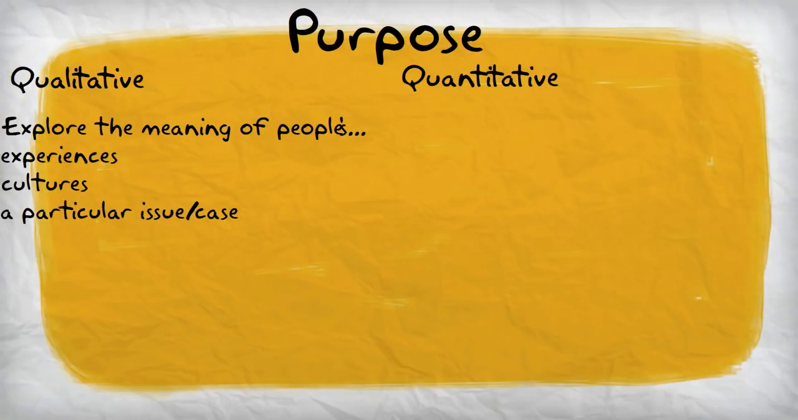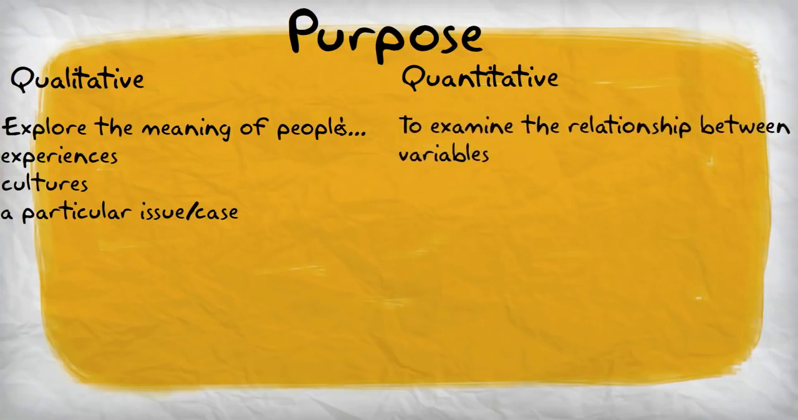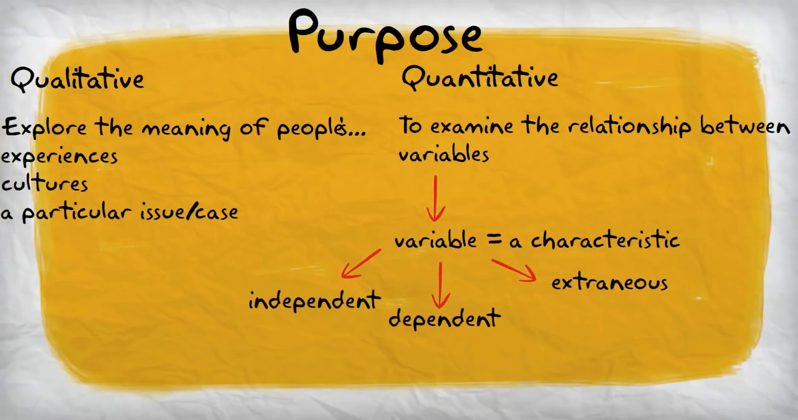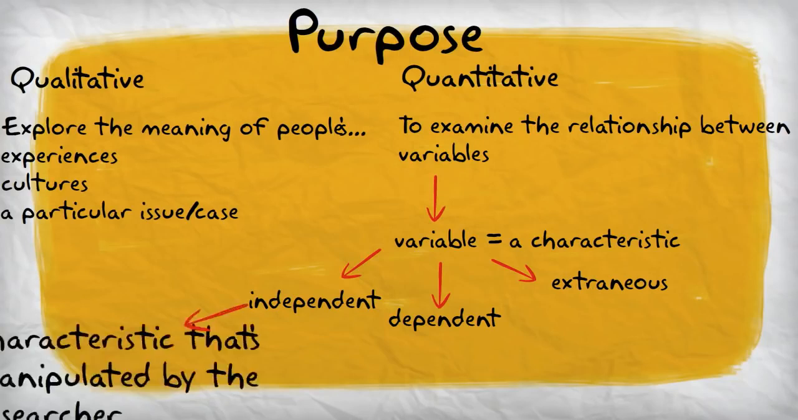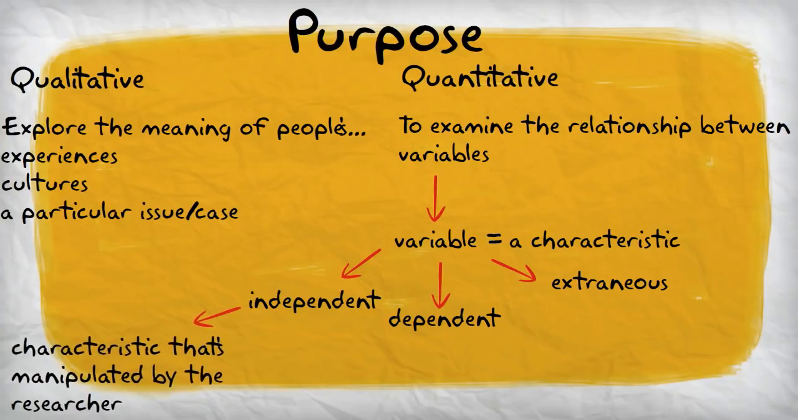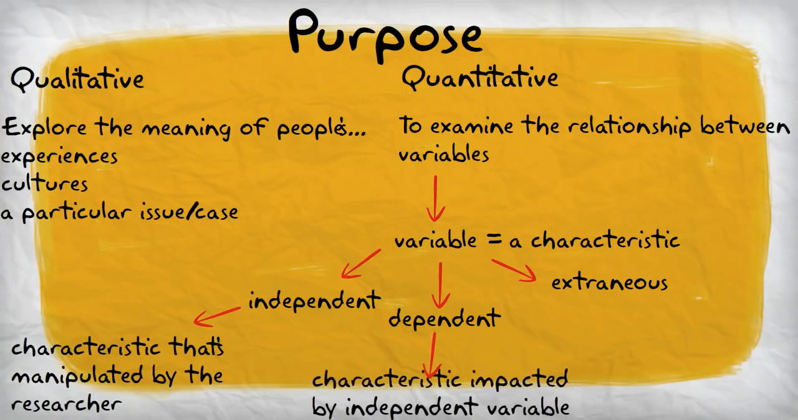But the purpose of quantitative research is to examine the relationship between variables. Let's define a variable. A variable is a characteristic. We'll talk more about this in just a second. But for this class, we're going to learn about three kinds of variables: independent, dependent, and extraneous. Independent variables are variables or characteristics that are manipulated by the researcher. Dependent variables are characteristics that are impacted by that manipulation of the independent variable.